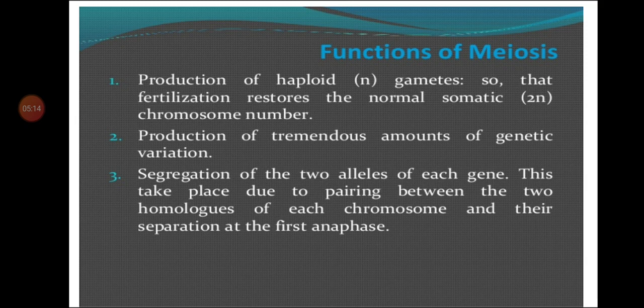Let us see the functions of meiosis. First is the production of haploid gametes, so that fertilization restores the normal somatic chromosomal number. Second is the production of tremendous amounts of genetic variation. Third is segregation of the two alleles of each gene. This takes place due to pairing between the two homologs of each chromosome and their separation at the first anaphase.